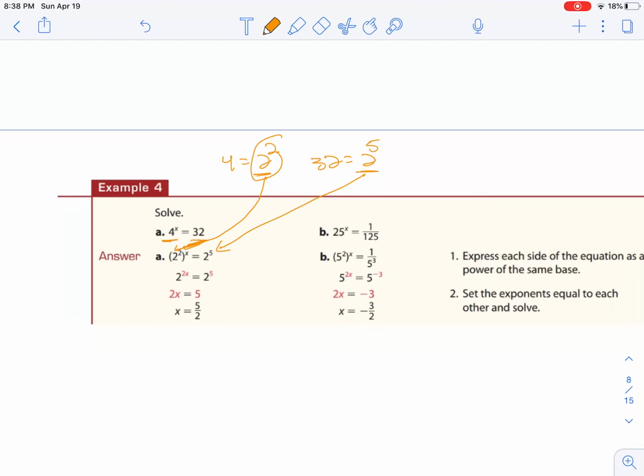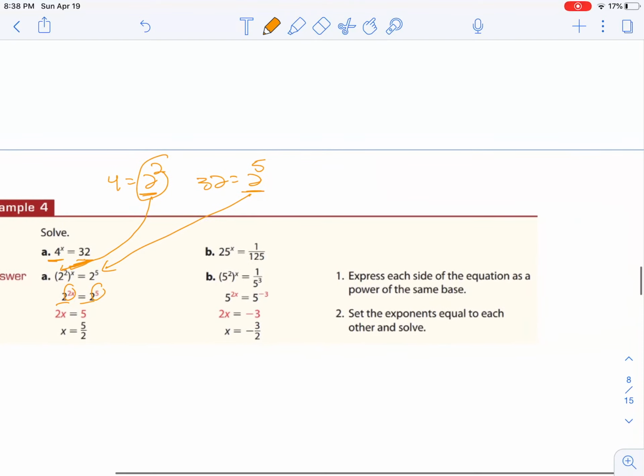So by doing that, we have 2x. Remember, parentheses means to multiply. So we have 2 to the 2x equals 5. So if the bases are the same, that means these have to be equal. So 2x equals 5, x equals 5/2. Let's try that again over here. Look at that, negative, because it's in the denominator.